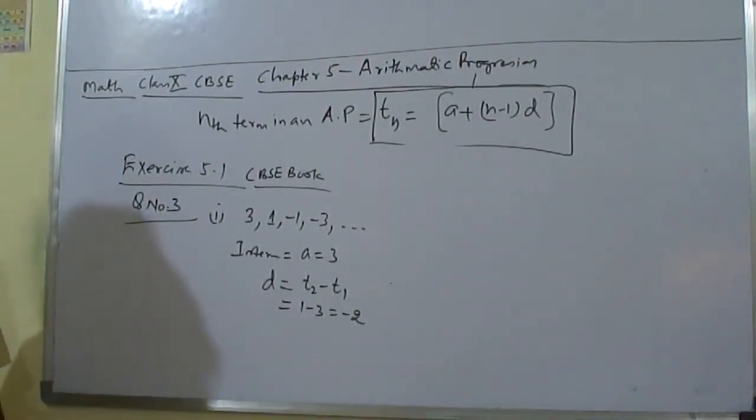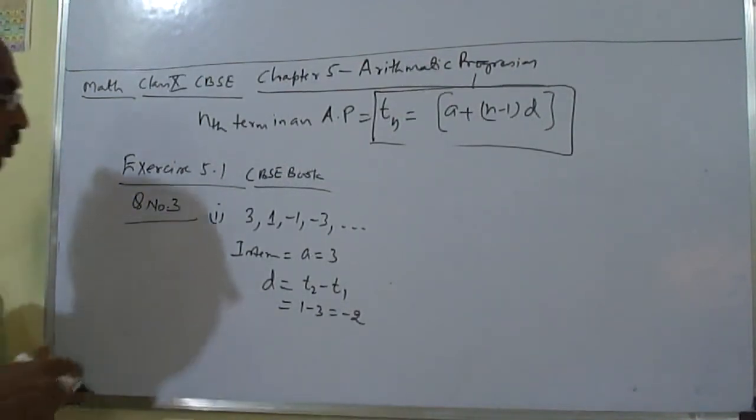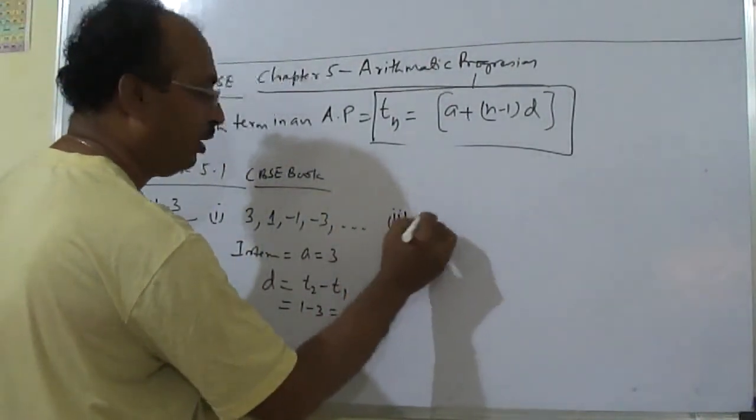Next one, third question. Okay, third question we will go on. So third question is what? 1 by 3.